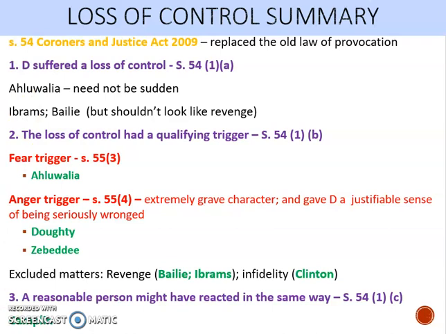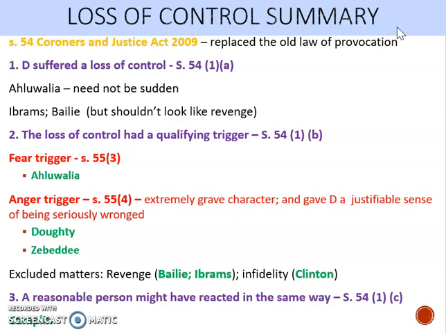So the Coroners and Justice Act lists the 3 requirements that you need to prove in order to be able to plead loss of control successfully. Firstly, we need to show that the defendant suffered a loss of control. Now, it need not be a sudden loss of control. That means that there can be a slight time lapse between the thing that triggered them, set them off, and the killing. Now, that didn't used to be the case in the old law of provocation.